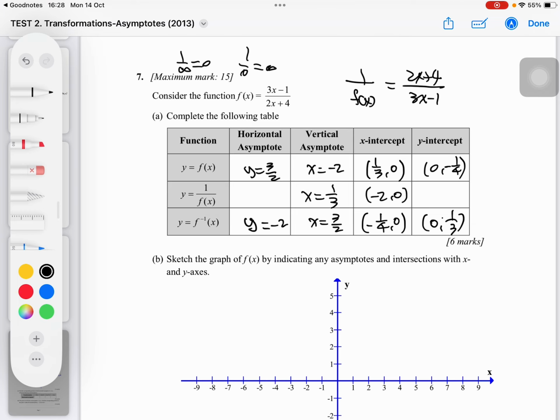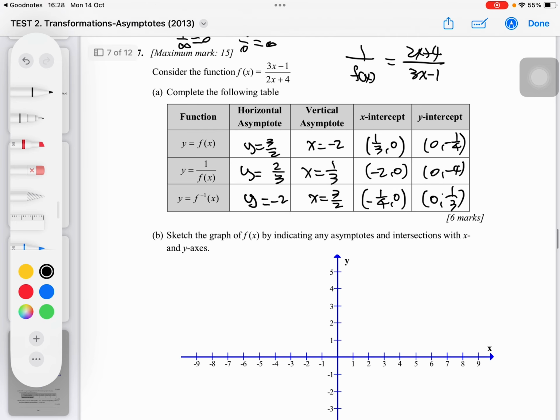And the y-intercept here is 0, negative 4. And the horizontal asymptote, y equals 2 over 3. So now f of x, so 2 over 3.